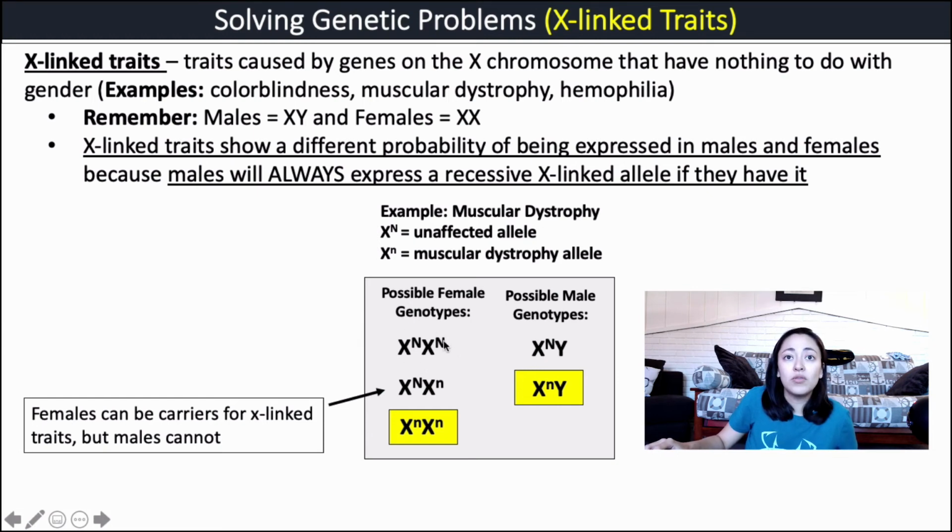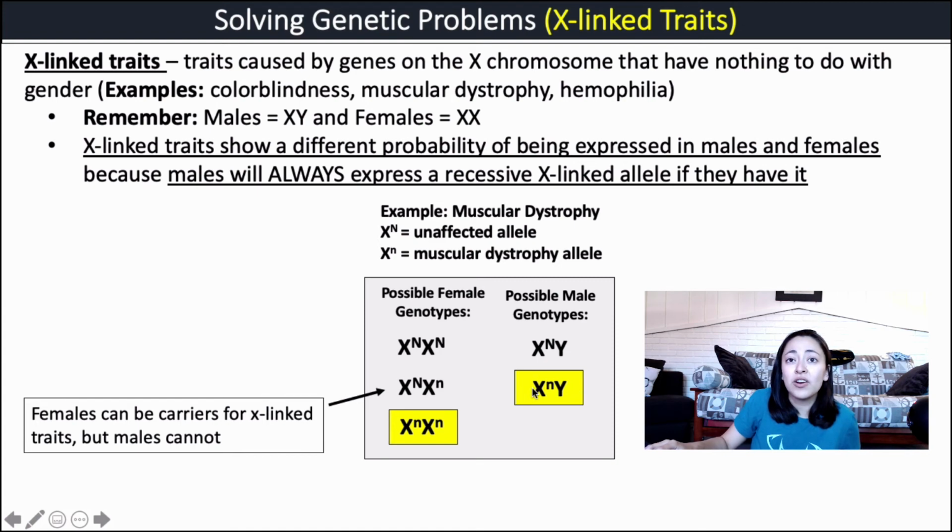A female could be homozygous dominant, so she's big N on both X chromosomes. She could have a big N and a little n, so she would be heterozygous, or she could be little n on both X chromosomes. So what are the possible male genotypes? Remember, a male is always going to be XY, and he inherits his X chromosome from his mom. So the male could inherit a dominant allele from his mom or a recessive allele. He could be X^N Y or X^n Y, but he can't be heterozygous.